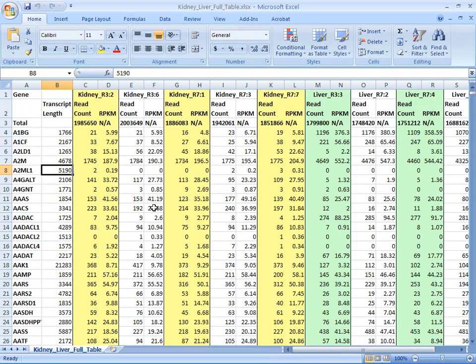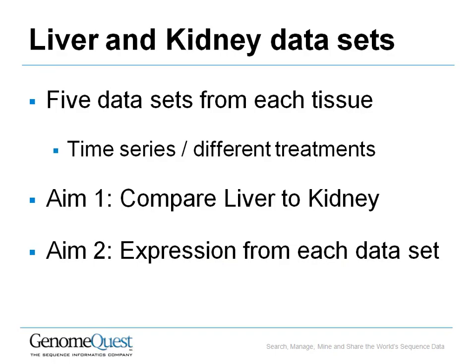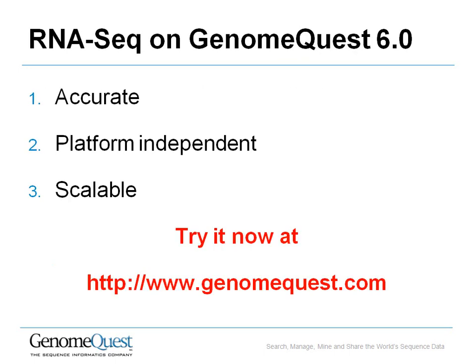I have added some color to make the table a bit more readable, but essentially what you're seeing is, for every gene, the read count coming from each of the files that we have uploaded, or the read counts on a per lane basis. Obviously, you can export from here into GeneSpring or Spotfire or any other visualization software. So we have compared expression levels between liver and kidney, and we've also gotten expression from each of the 5 datasets per tissue that we uploaded.